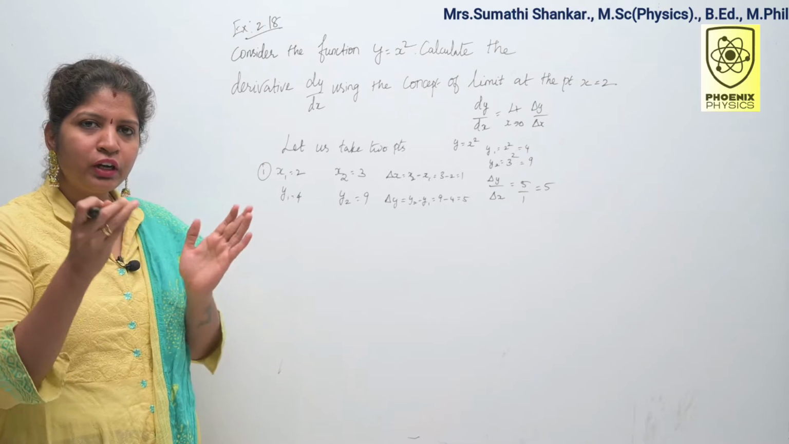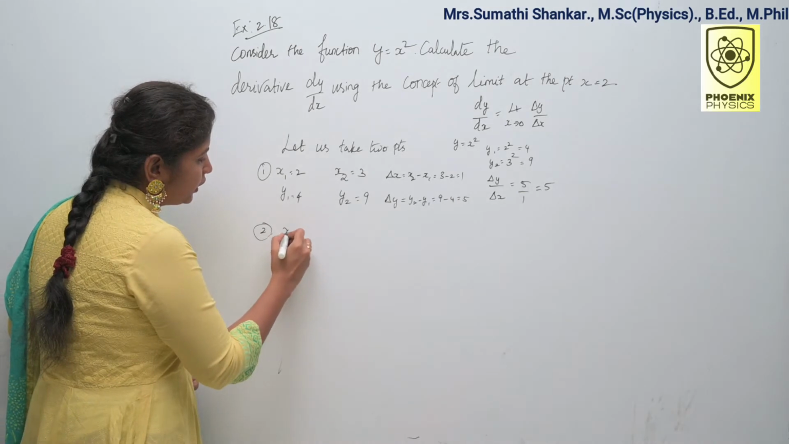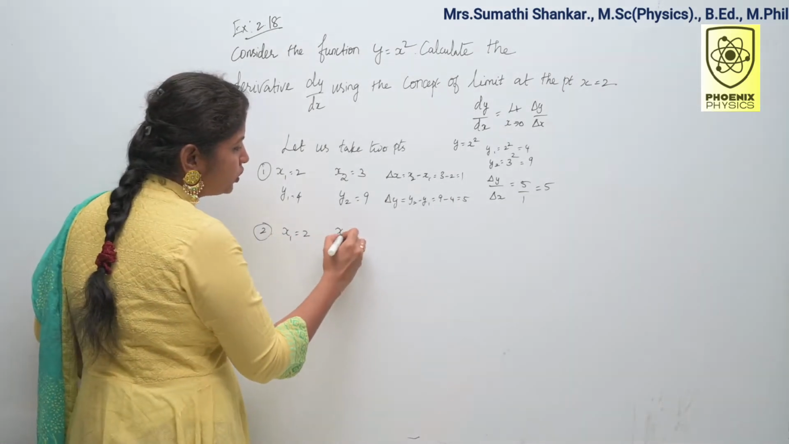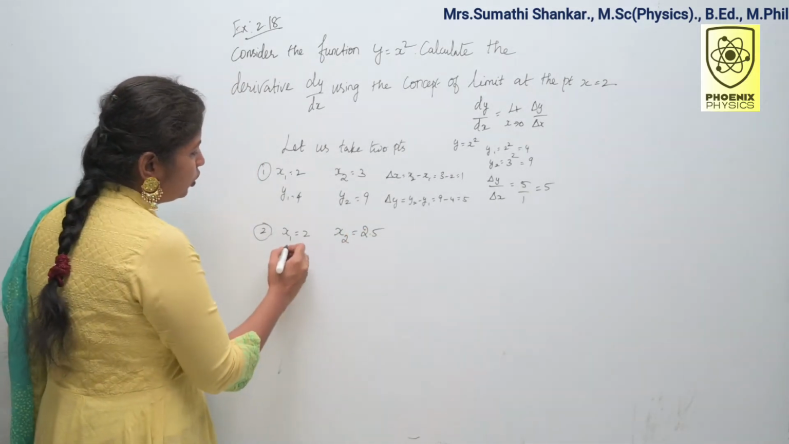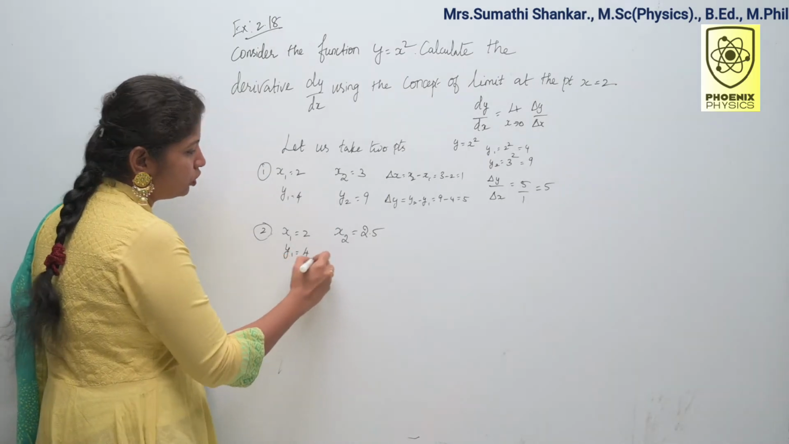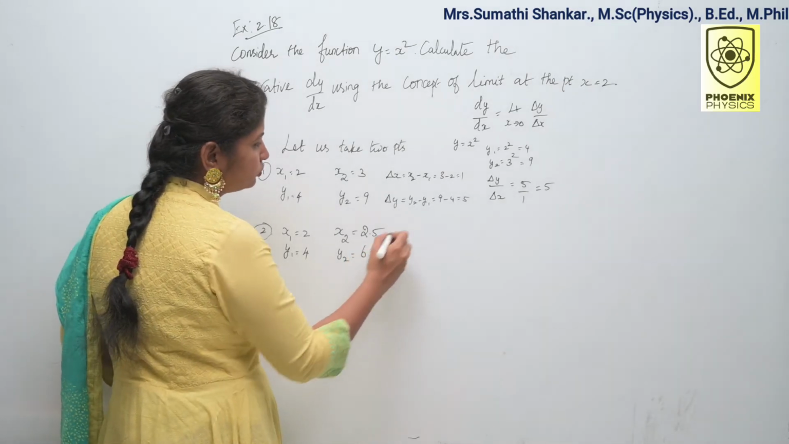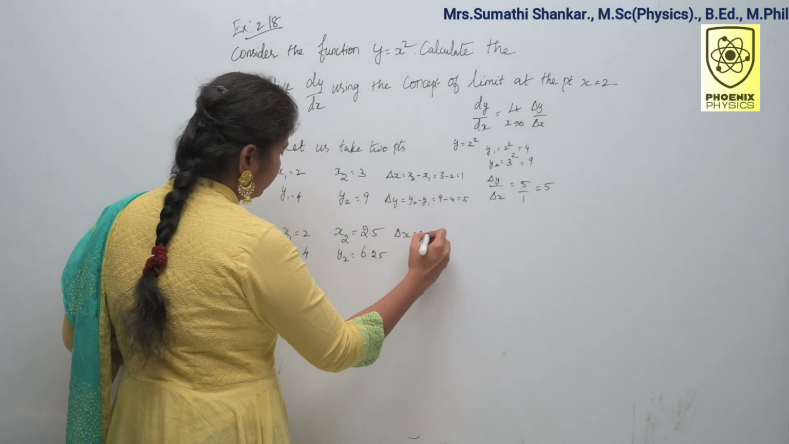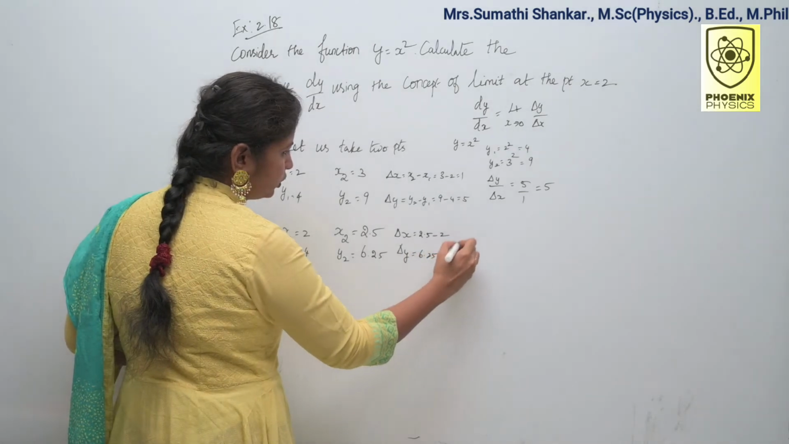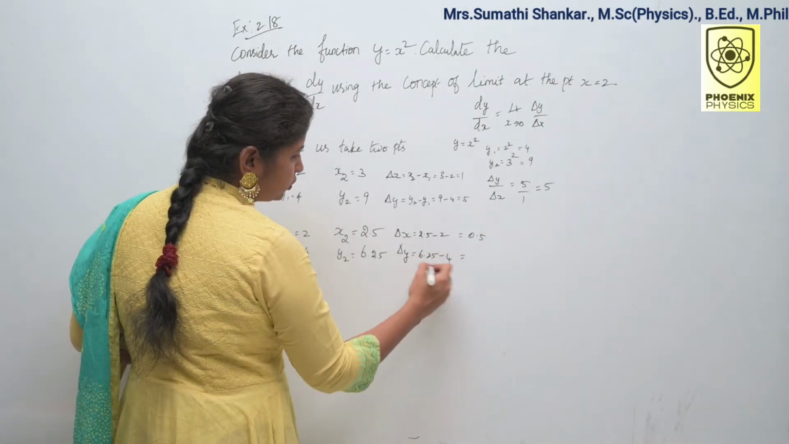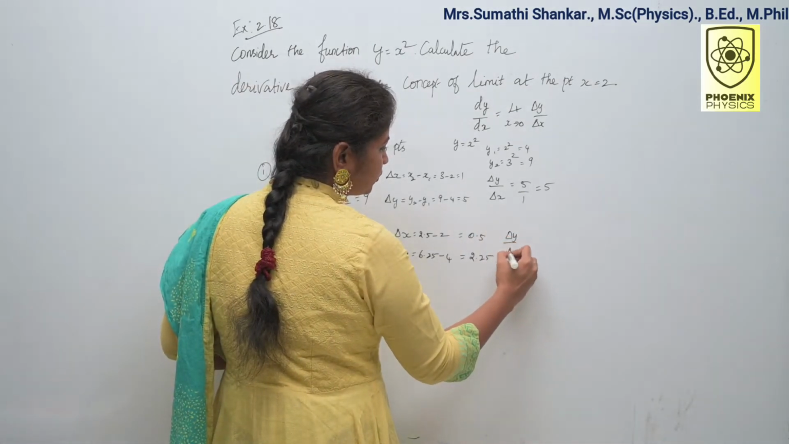We have to reduce delta x value. So you take x1 is equal to 2 and x2 is equal to some 2.5. Now how do you find out y1? y1 means 4, y2 is 2.5, the whole square is 6.25. Delta x is 2.5 minus 2, delta y is 6.25 minus 4. This is 0.5 and this is 2.25.